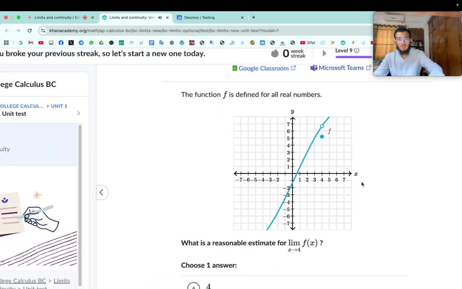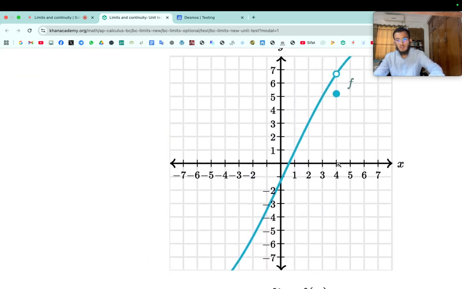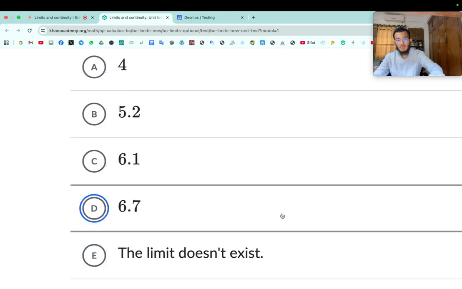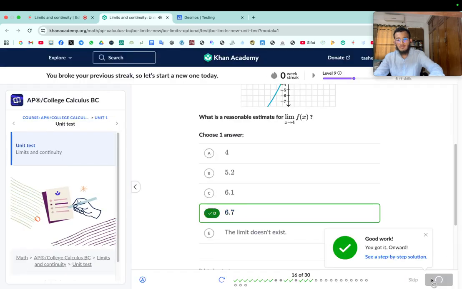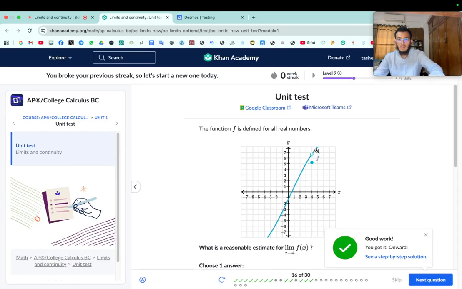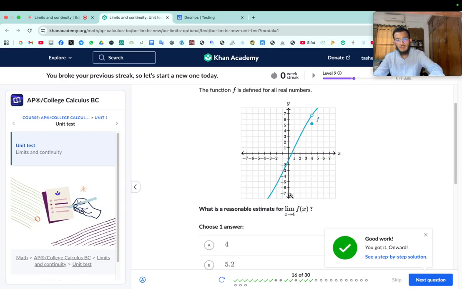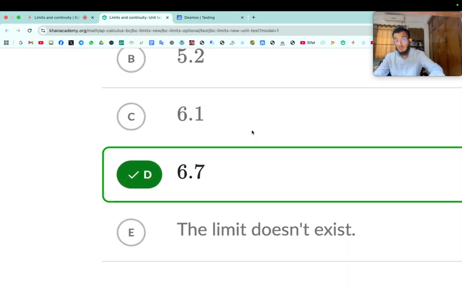Function f is defined for all real numbers. What is a reasonable estimate for the limit as x tends to 4? As x tends to 4, it is approaching a value between 6 and 7. So it's 6.7. Even though the function itself has a different value, the limit only cares about what value you're approaching from both sides, and it is between 6 and 7, closer to 7. That's why it is 6.7 and not 6.1.